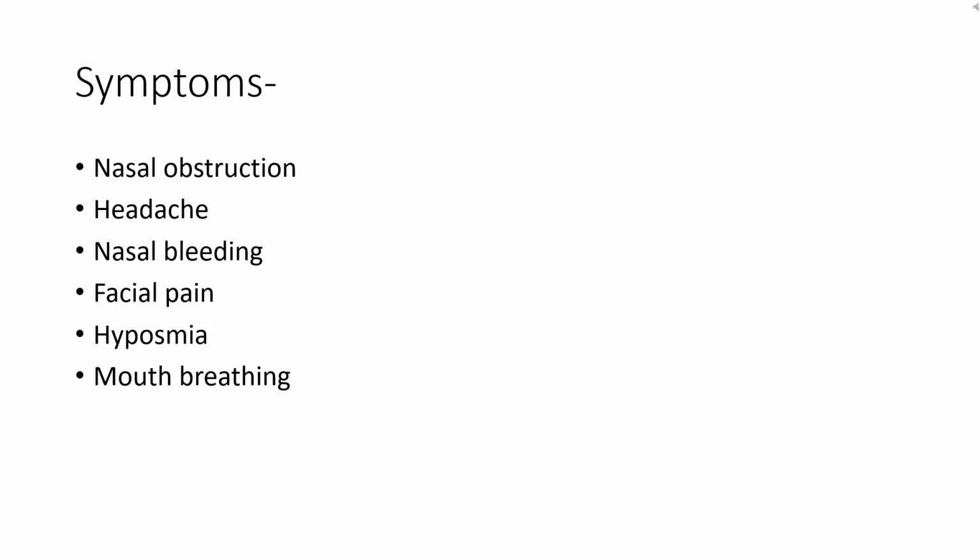Many a time headache is also seen. Mainly headache is seen in case of septal spur, where the spur impinges on the structures of the lateral wall such as the inferior turbinate. Also, there will be nasal bleeding in case of septal spur. Facial pain will be there due to involvement of the anterior ethmoidal nerve, and hyposmia will be there. Why is hyposmia present? Because the air fails to reach the olfactory area due to severe deviation of the nasal septum. Many times the patient presents to us with a complaint of mouth breathing also.